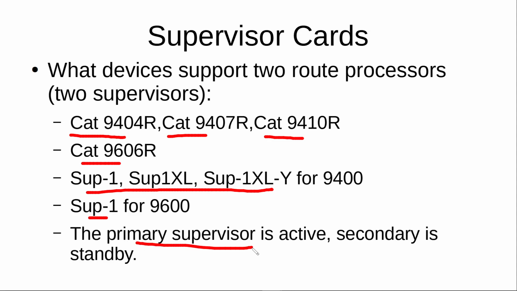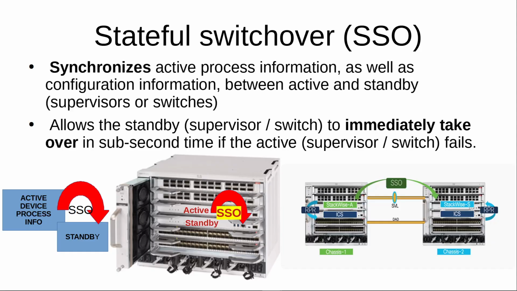Remember that the primary supervisor card is known as active, and the secondary is known as standby. So what this feature does is synchronizing active processes and configuration information from the active to the standby. So this will allow the standby to immediately take over if the active fails. So you will be copying information from the active to the standby.